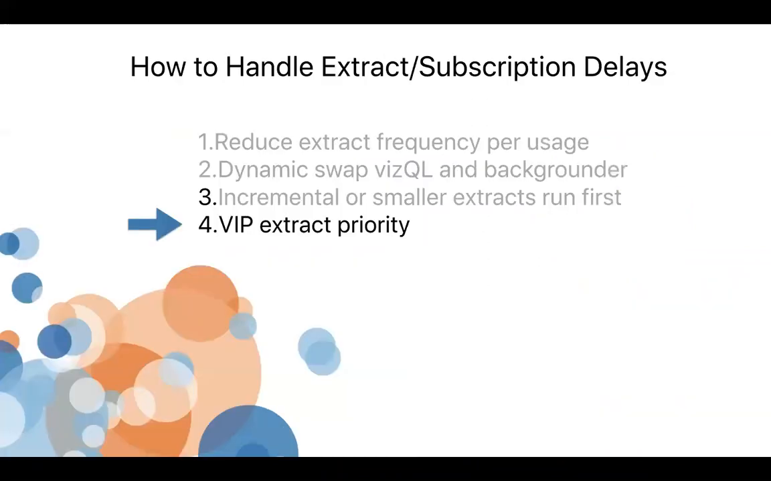All right, I'm going to go to the last one, which does not really give you a lot of leverage. The VIP extracts basically give some extracts higher priority. By doing so, it will not make much difference to your backgrounder efficiency, but it depends on your business needs. You may have some executive extracts that, even though they are large and run long, still need a higher priority. You may have to honor those.